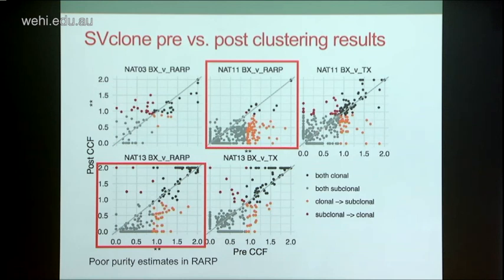However, in the TX, which is likely a much better copy number purity estimate by ASCAT, they're falling right on this 45-degree line, which indicates there's no real selection occurring here. And it's a similar case with NAT13. So we were able to compare them.